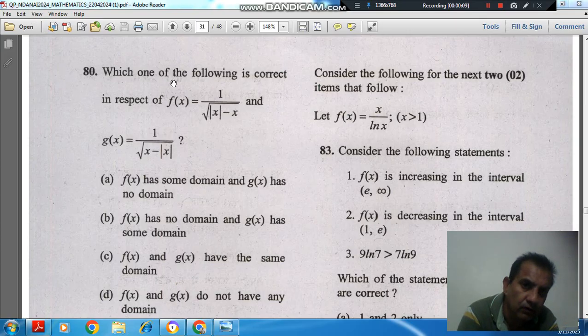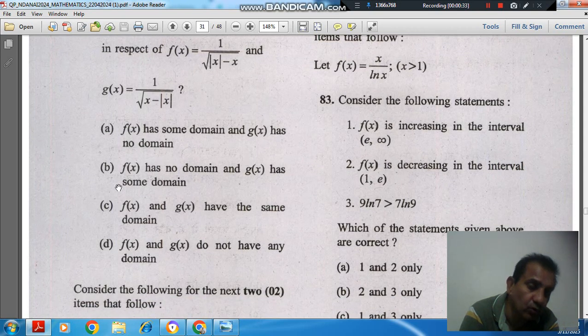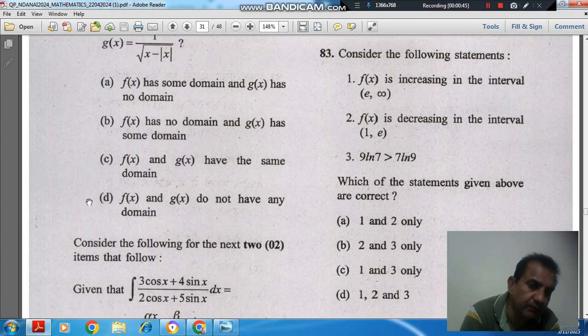Question number 8: which one of the following is correct in respect of f(x) = 1 by root of modulus x minus x, and g(x) = 1 by root of x minus modulus x? Option A, f(x) has some domain and g(x) has no domain. Option B, f(x) has no domain and g(x) has some domain. Option C, f(x) and g(x) have the same domain. Option D, f(x) and g(x) do not have any domain.